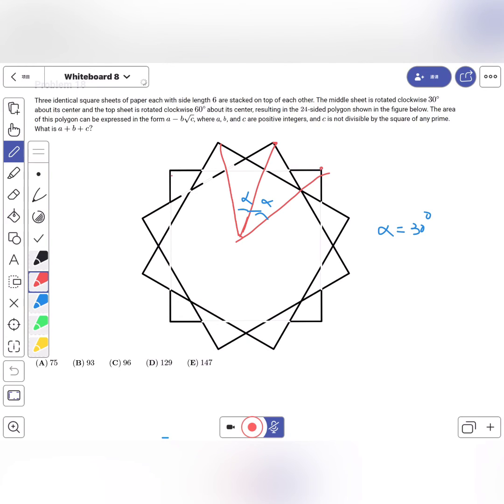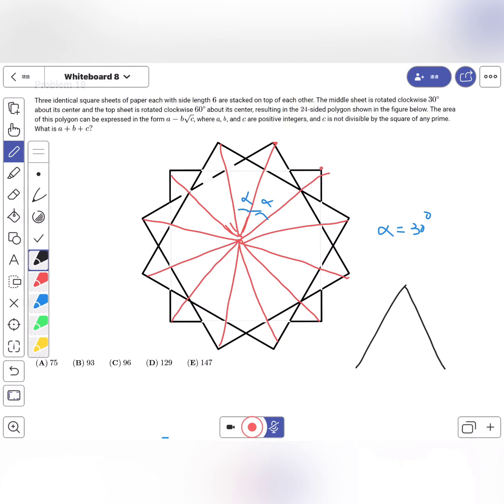So you can see that if we connect all vertices of the polygon to the center, we will be able to create 12 identical figures. And the figure looks like an airplane, right? So this is the shape, and we know that this angle created is 30 degrees. And what are the two sides? What are the two longer sides?